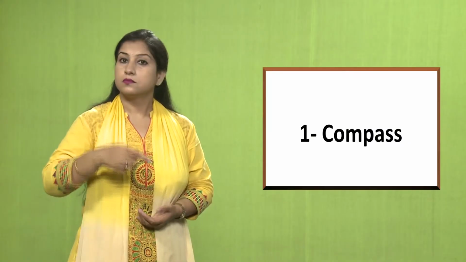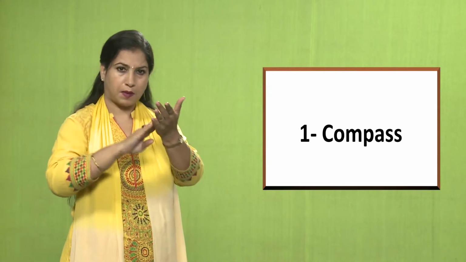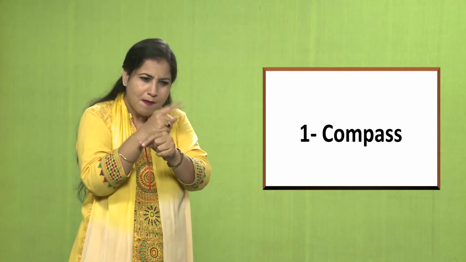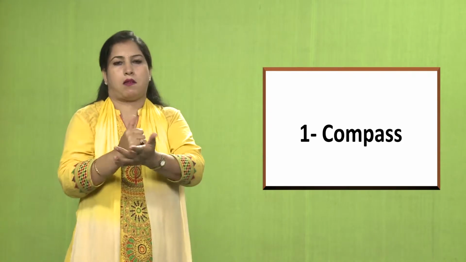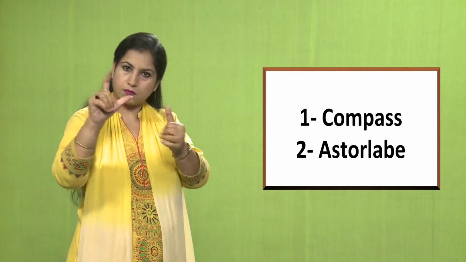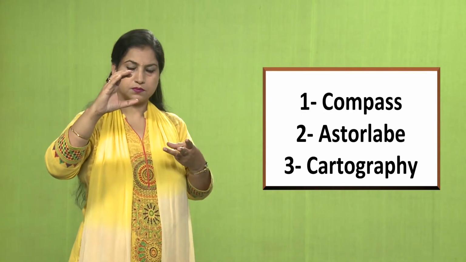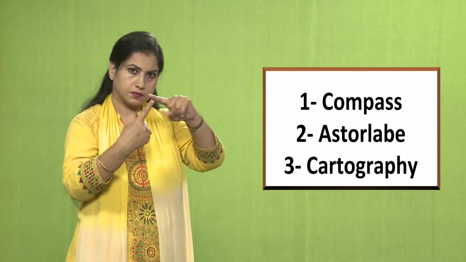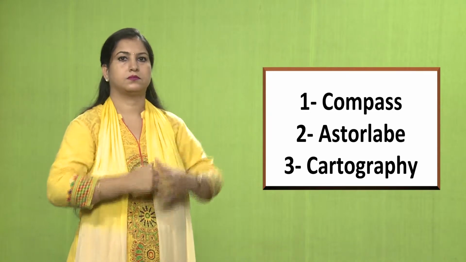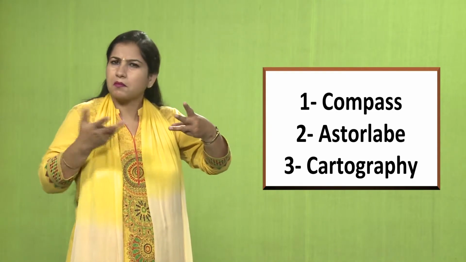These instruments were compass, astrolabe, and the third is cartography. Let me explain these terms to you now.